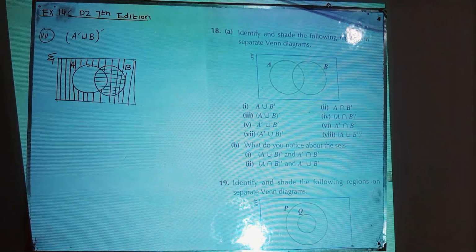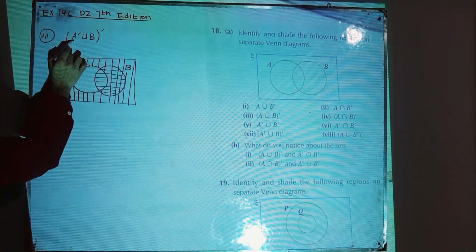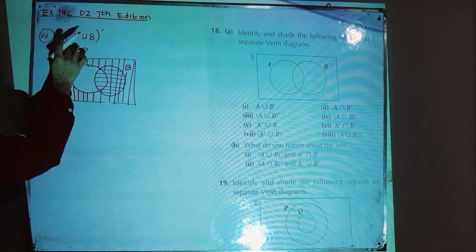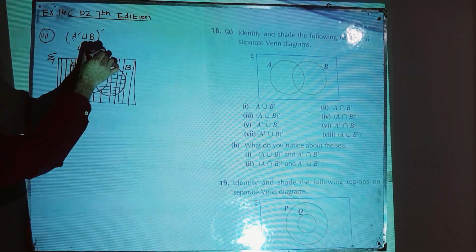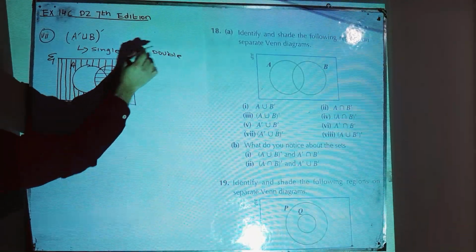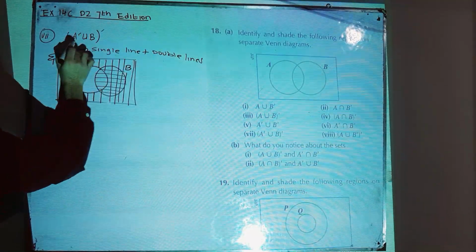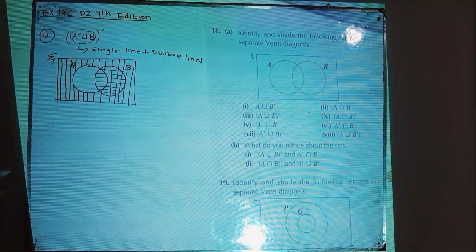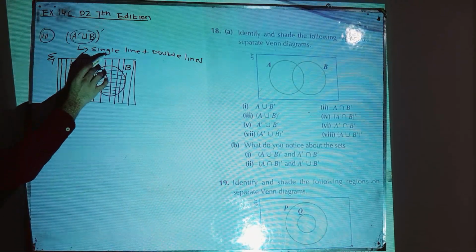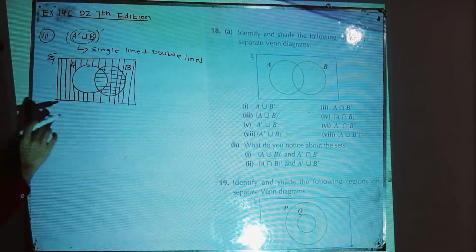Now union of both of them means the region where you have either A complement or B or both. So within the bracket, the answer is wherever you have single lines and double lines. However, we are not going to include this region, which is represented by single lines as well as by double lines. So the region other than the single line and double line will be the answer for this question.